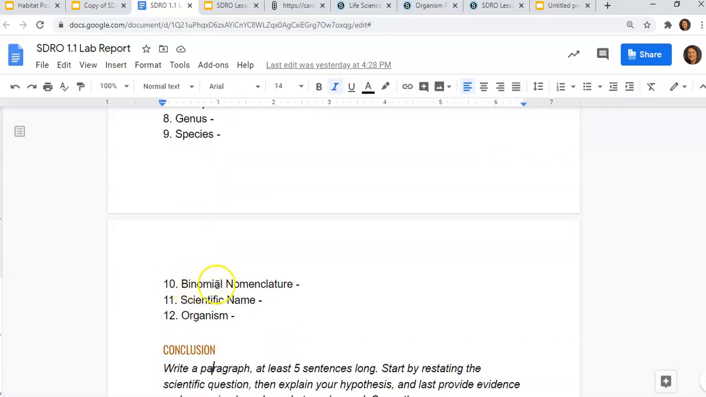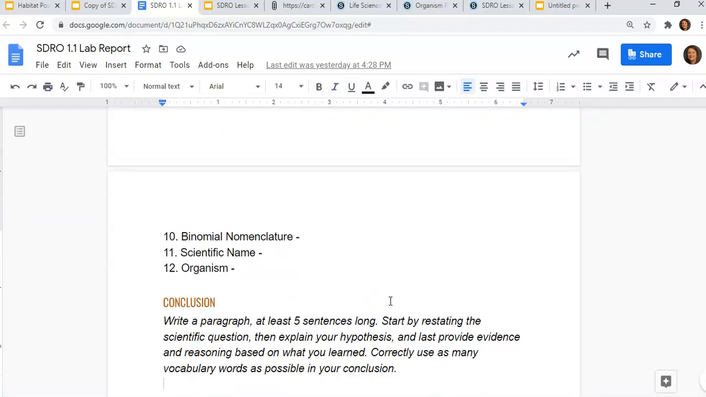The two-part scientific name is called binomial nomenclature. The scientific name for an organism includes their genus and species. And so you see, you can write a few sentences giving some evidence and reasoning by using your vocabulary words.